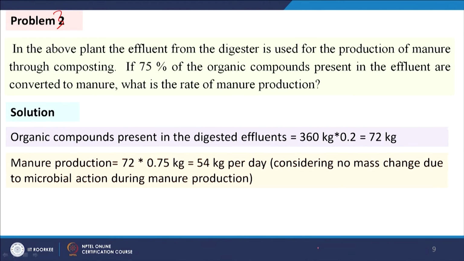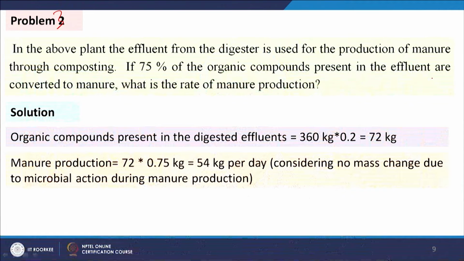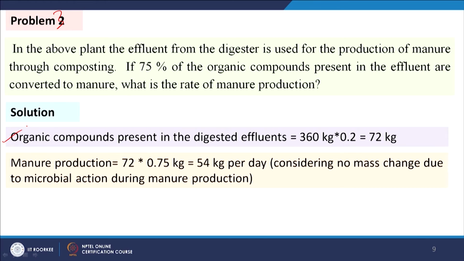Now, problem number 3. In the above plant, the effluent from the digester is used for the production of manure through composting. If 75% of the organic compounds present in the effluent are converted to manure, what is the rate of manure production? So, what is the sludge we are getting that is converted to manure? 75% of organic compounds present in the effluent.